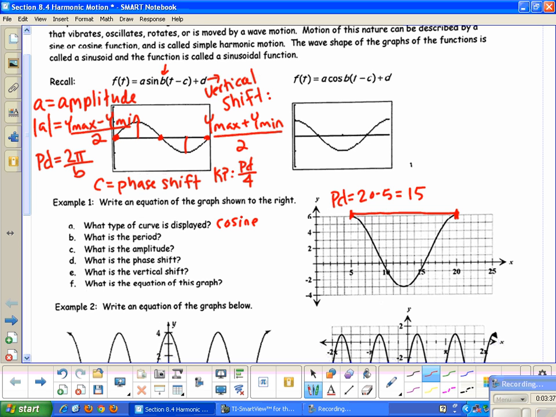So 15. And then it asks what's the amplitude. To find the amplitude, remember, the amplitude is the absolute value of the y maximum, 6, minus the y minimum, -3, because my minimum is down here at -3 and my maximum is here at 6, divided by 2. So I know that my amplitude is going to be equal to 9/2 or 4.5.